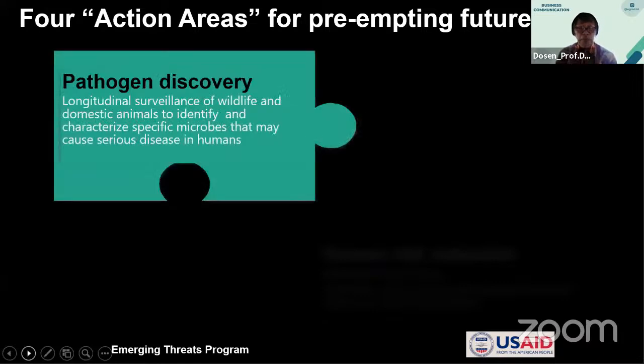So my popular diagram here is from the Emerging Threats program. Firstly, we should identify the pathogen. We do longitudinal surveillance of wildlife and domestic animals to identify and characterize specific microbes that might cause serious disease in humans. This needs a biological tool to identify the pathogen and to do good active surveillance.